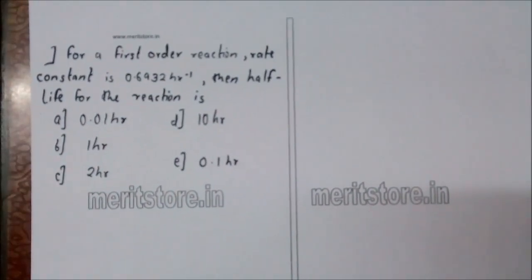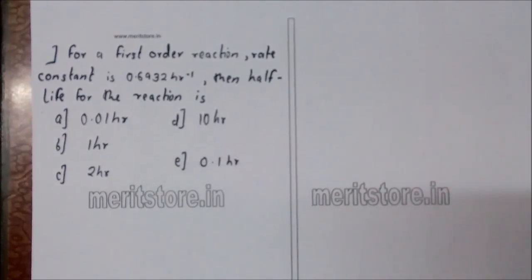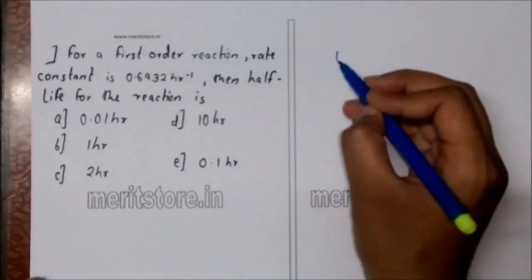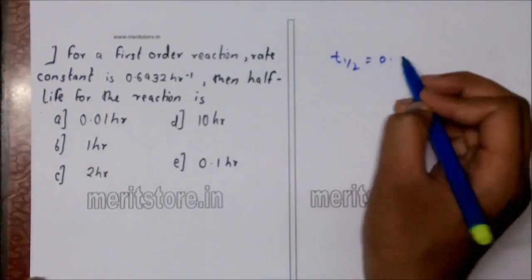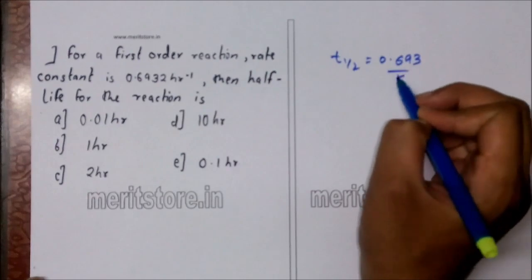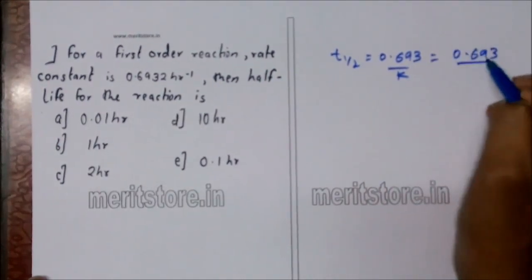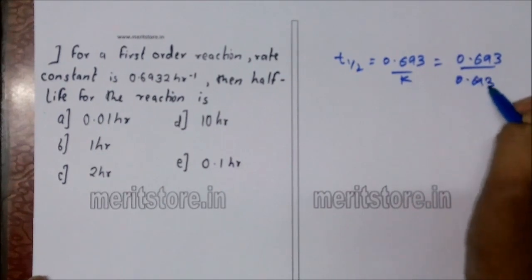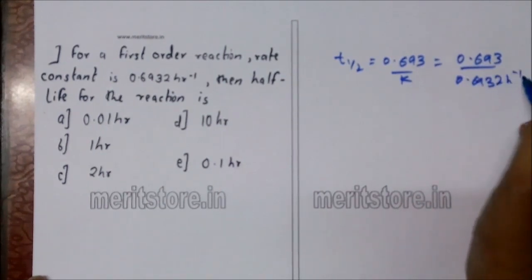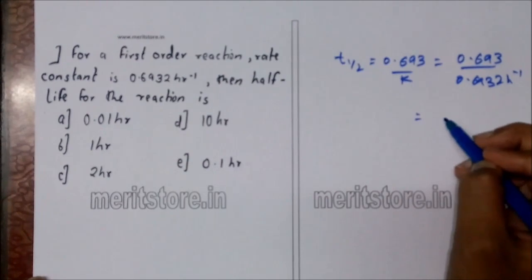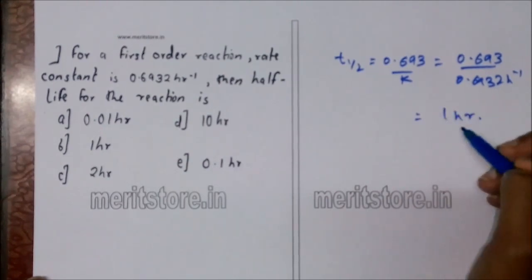For a first order reaction, the rate constant is 0.693 per hour, then the half-life period for the reaction is T half is equal to 0.693 upon K, where K is the rate constant. So we can substitute the value of K as 0.693 per hour, which is given in the equation. So we get the answer as 1 hour, which is our T half.